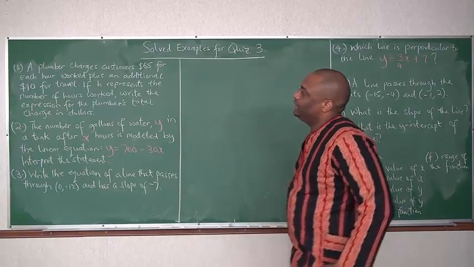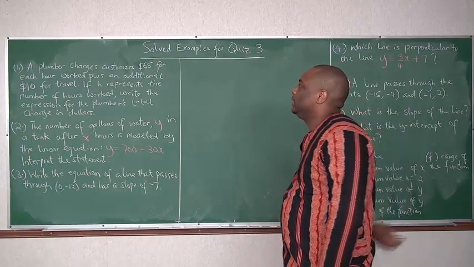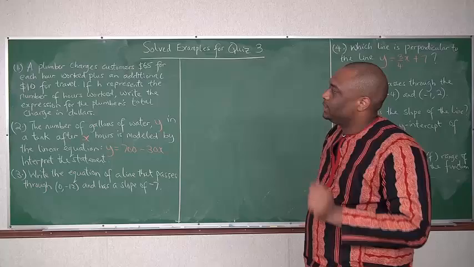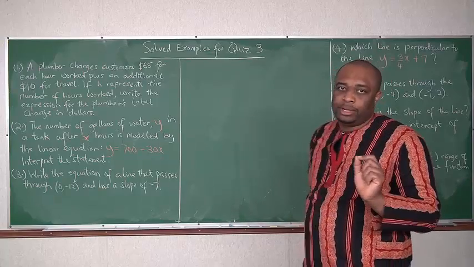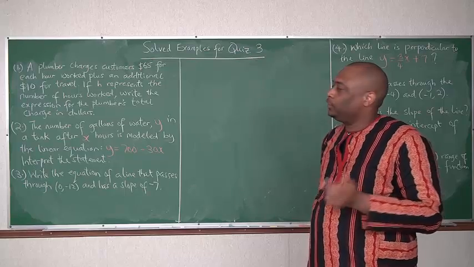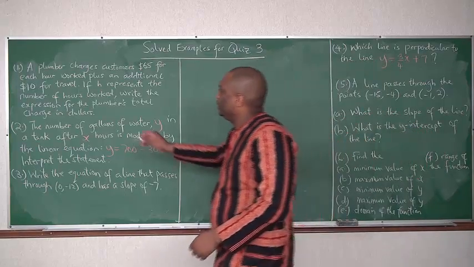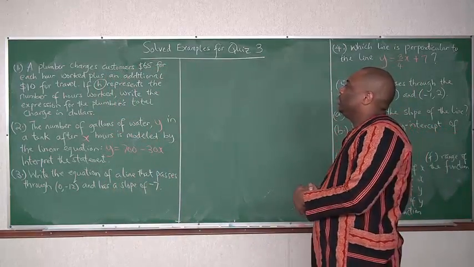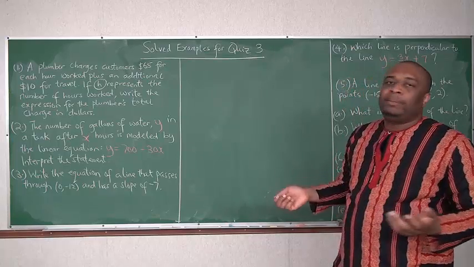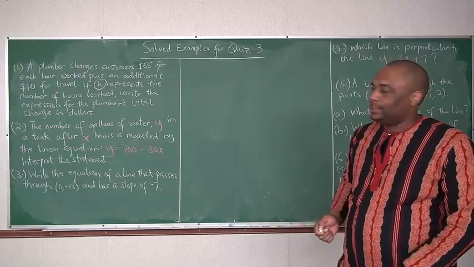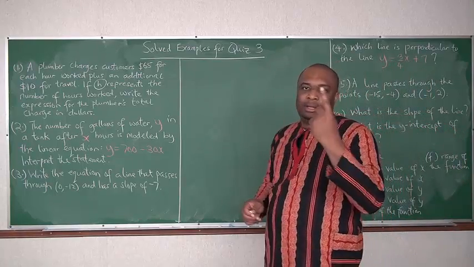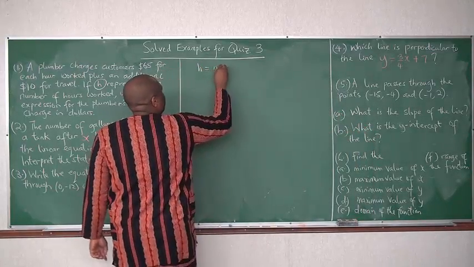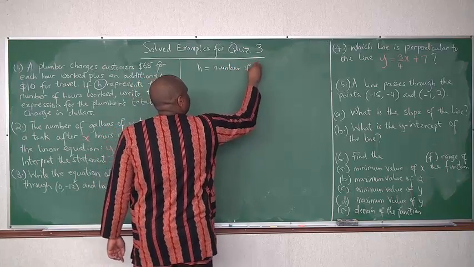A plumber charges customers $65 for each hour worked, plus an additional $10 for travel. If H represents the number of hours worked, write the expression for the plumber's total charge in dollars. So the H is the number of hours worked.